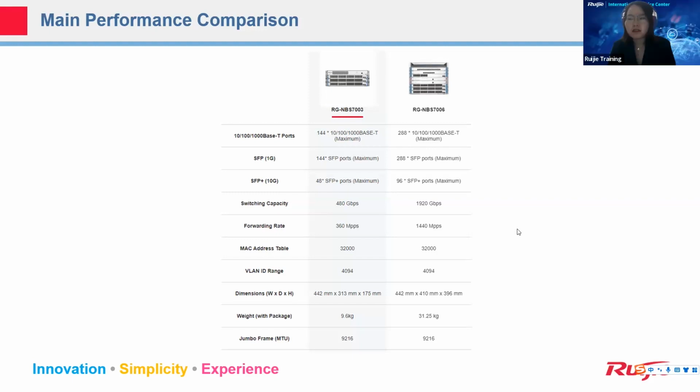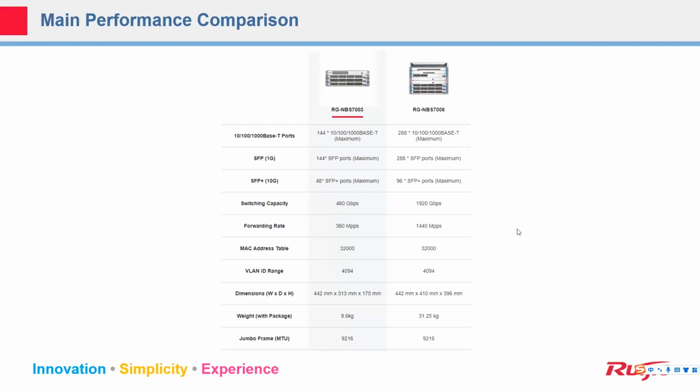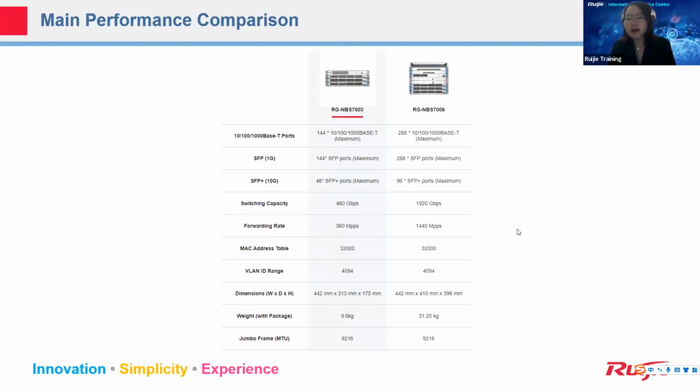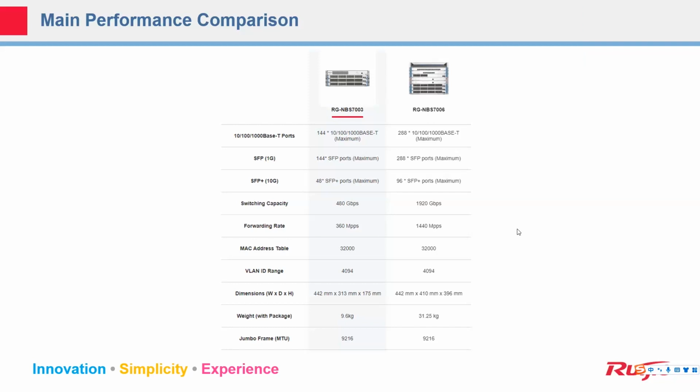Okay, for 7006, is it the same, not hot swappable, or is it hot swappable? Can I change the line card? You mean, for example, the line card in slot 1 changed to slot 2, right? Yes. About the line card, we cannot support the hot swap, but the management card on the NBS 7006 can support it. Only the management card, not the line card.